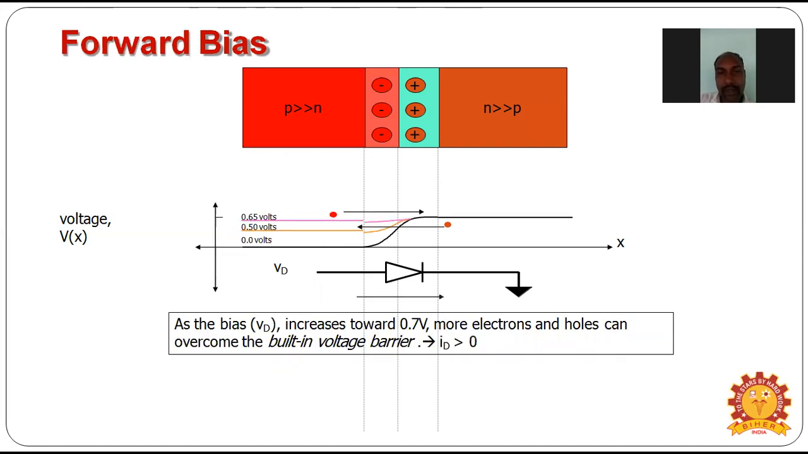Next one, there are two biases: forward bias and reverse bias. First, we will see the forward bias. In this forward bias also, it is the same block, PN and NP.